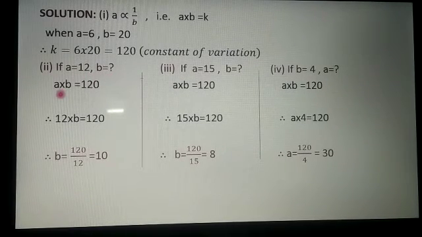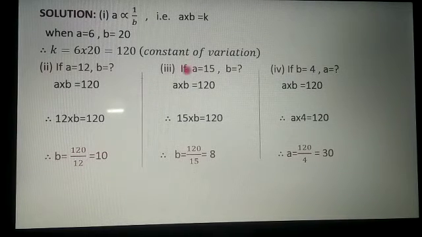So what is the equation of variation? a into b is equal to k. So a into b is equal to 120, that is also given in every sum. Then a value is 12 and b is as it is into 120. So b is equal to 120 upon 12 is 10. So we get b as 10.